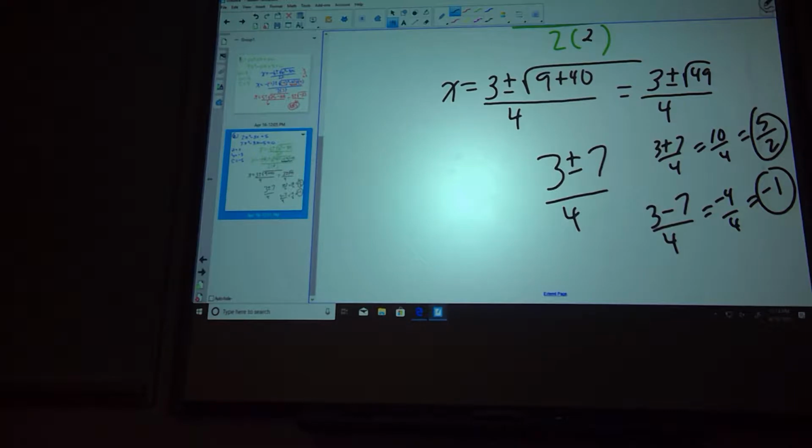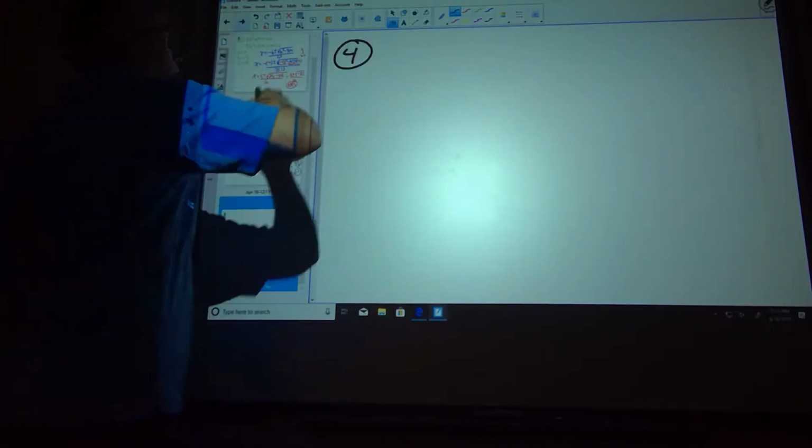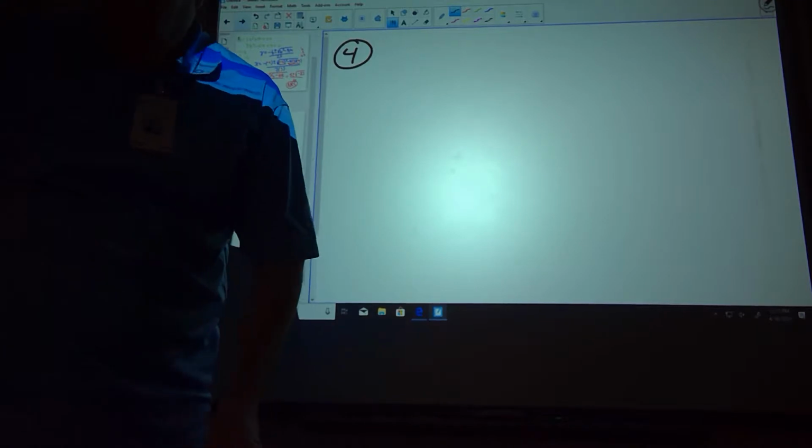What else do you got on that worksheet? Can we do 4, please? So please bring your own calculator. I will not supply one of mine.